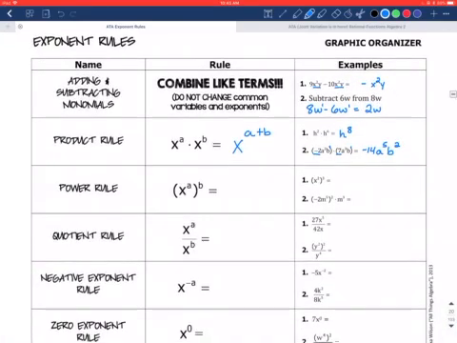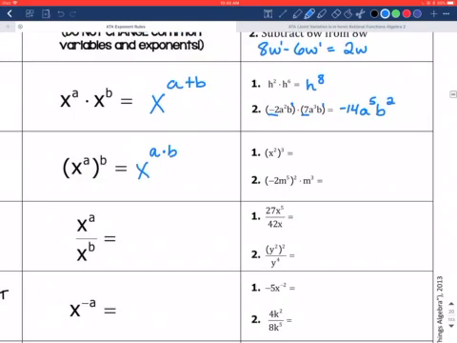Now, power rule. When you are raising something to a power, see the difference between product and power. For product, you're multiplying. For power, you are raising it to a power. Here is where we will multiply. So x is our variable, and we will multiply a times b. So for number 1, instead of it being x to the 5th, we are multiplying now. That will be x to the 6th.